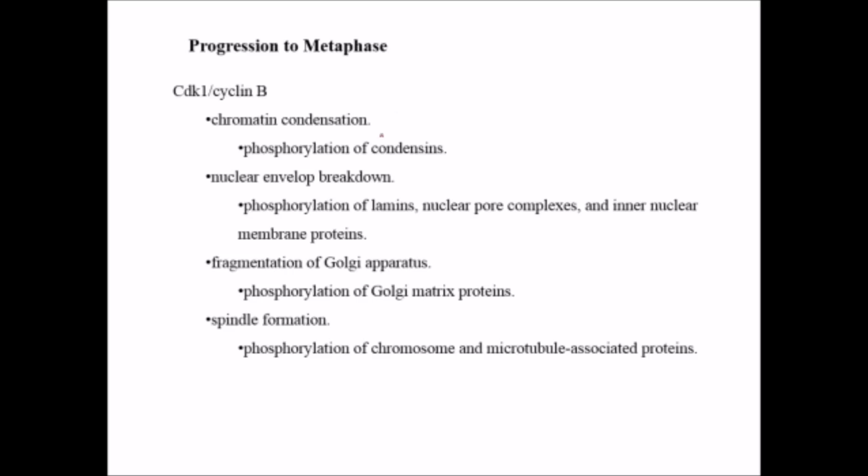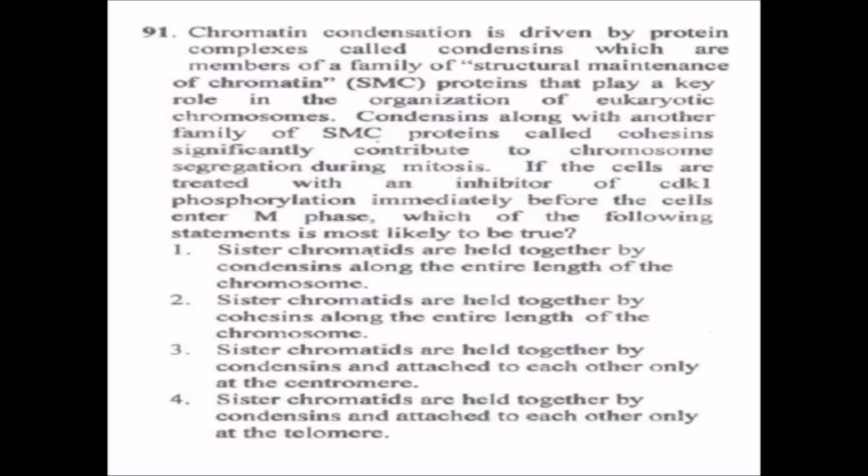And what is responsible for the condensation of chromatin? We have condensin protein, which condenses the chromatin into chromosomes. But if these condensins are not there, then what will happen? First, it will not be able to condense the chromosome, and second, condensin is synthesized just after the dissolution of cohesin proteins. The role of cohesin is that it helps in the proper alignment of the chromosomes, and it binds all along the length of the chromosomes, and it gets dissolved all along the length.